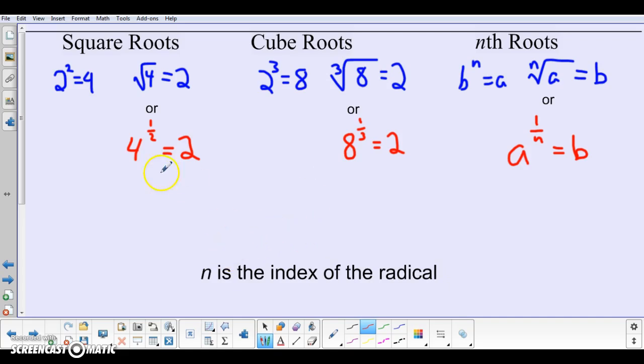So the idea is when I have fraction exponents, those mean I am taking roots. And n, which is the index of the radical, tells us which root that we're going to take. The index is going to end up in the denominator of that rational exponent. So a couple more examples on this next page.